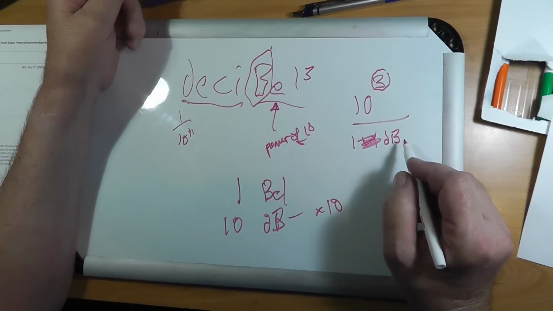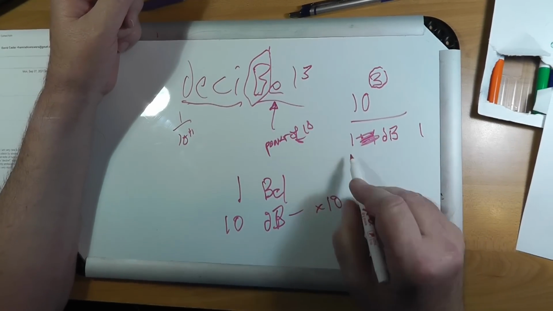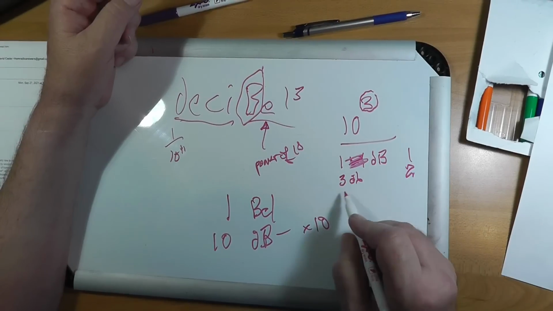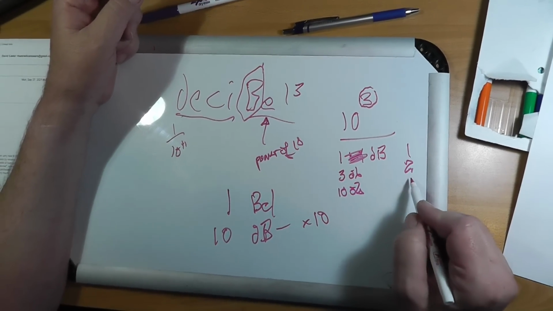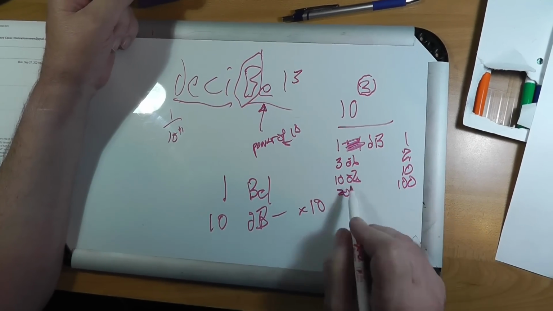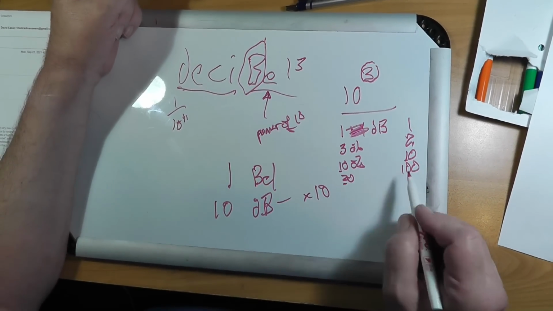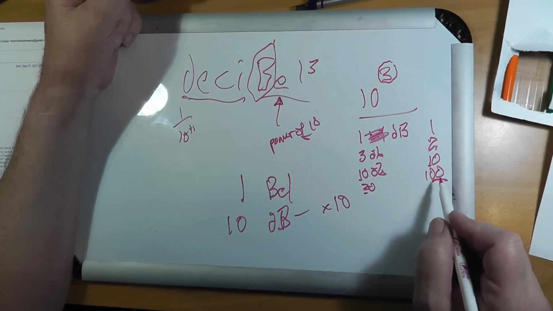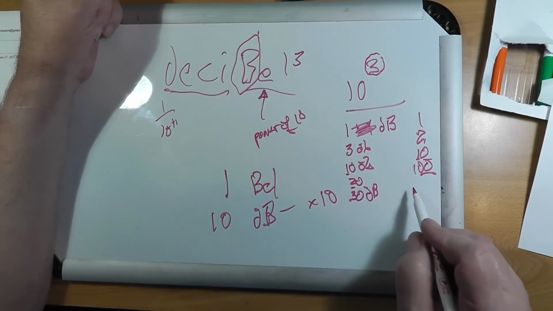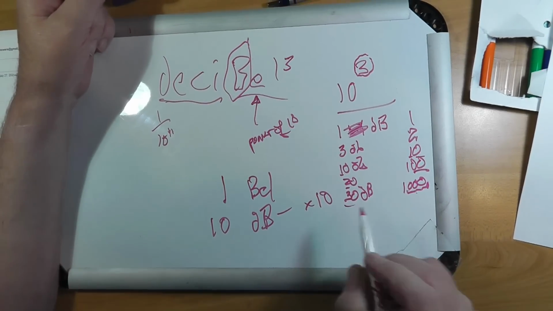1 decibel is a factor of 1.26. 3 decibel is a factor of 2. 10 decibel is a factor of 10. 20 is a factor of 100. See, 1 zero after here. 20 decibel, you got 2 zeros there, right? So 30 dB is a factor of 1,000. You got 1, 2, 3 zeros right there in 30 decibels.